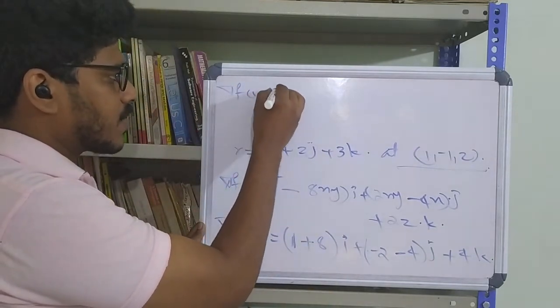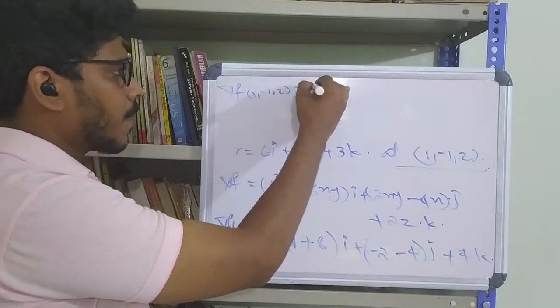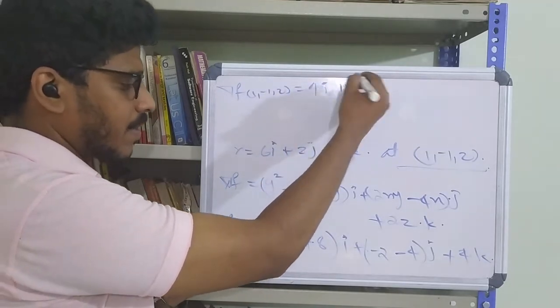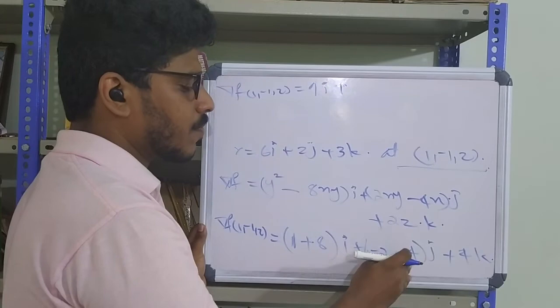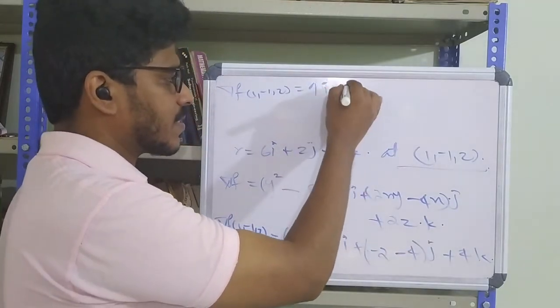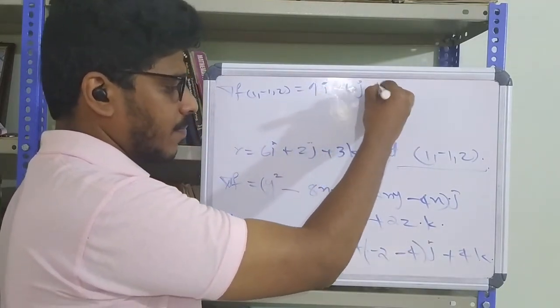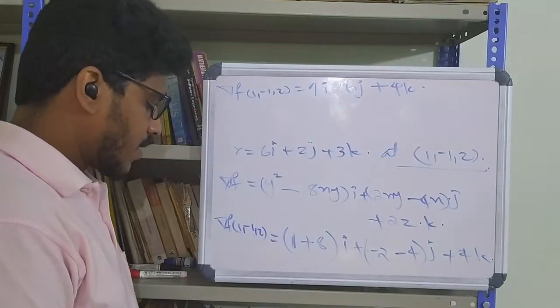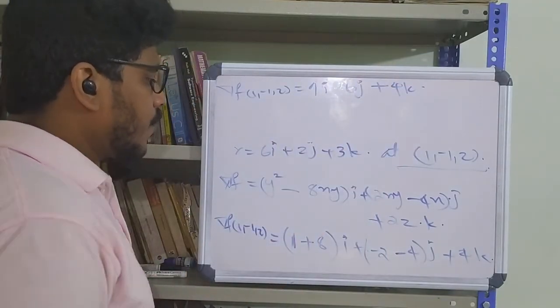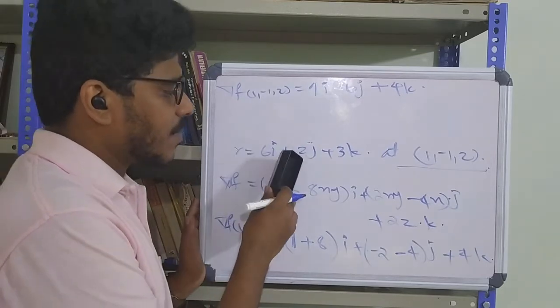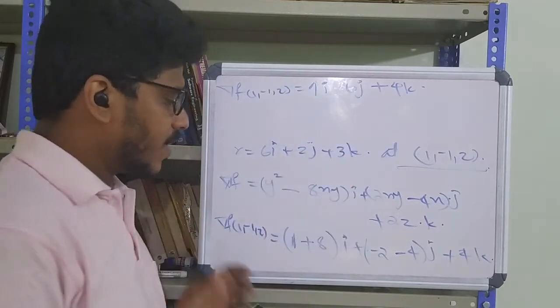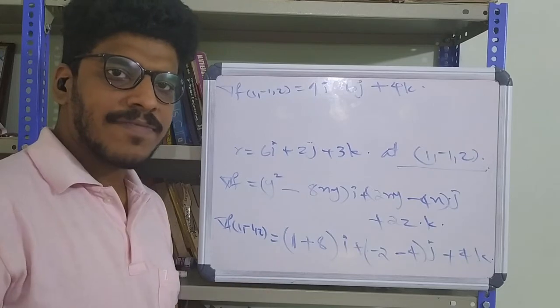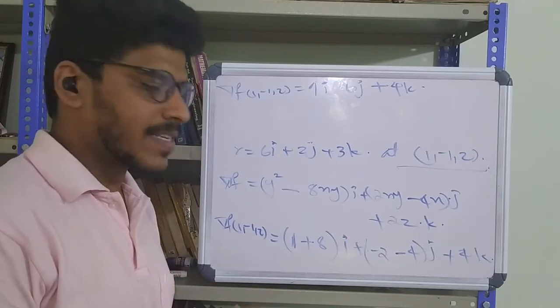So grad f at (1, -1, 2) is equal to 9i plus (-2 - 4 is -6), so -6j plus 4k. Right. Now we have the vector r equal to 6i plus 2j plus 3k. We could use the formula grad f dot u if u is a unit vector.